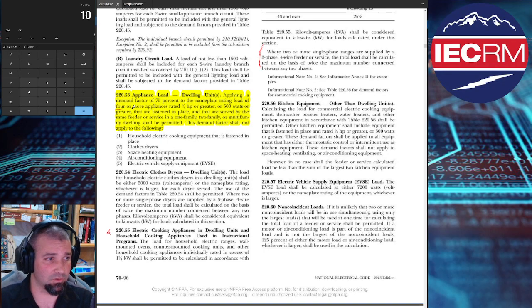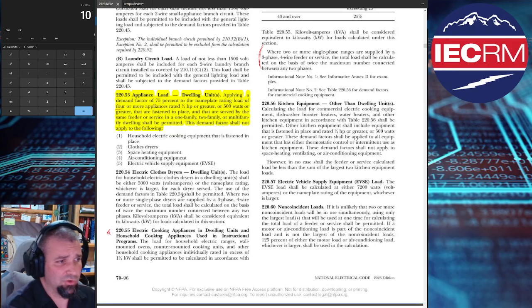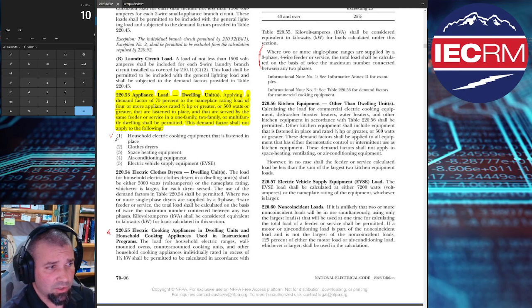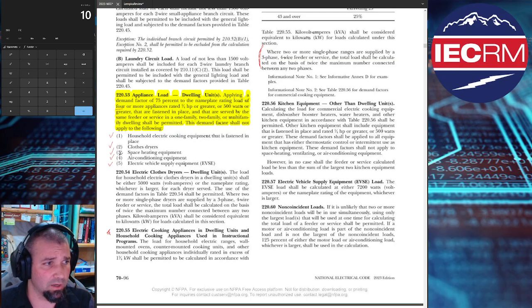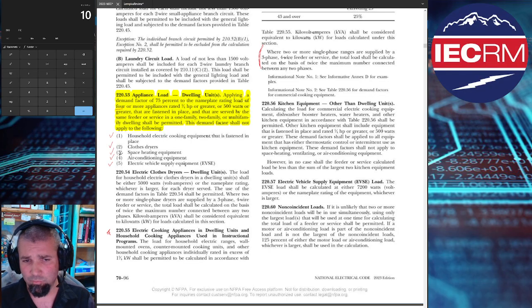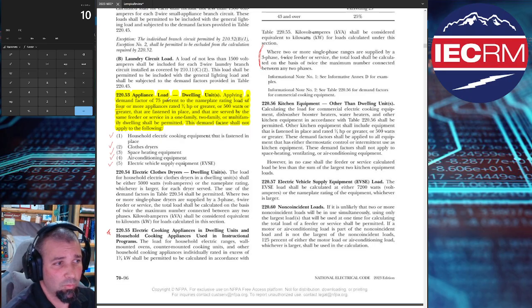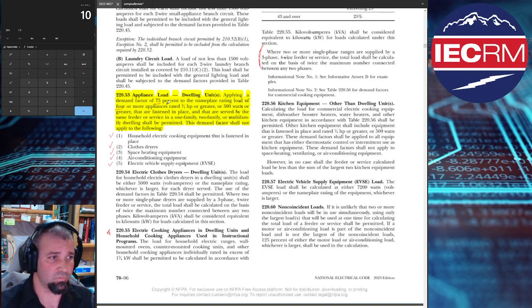Okay, this demand factor shall not apply to the following. Shall not apply to household electric cooking equipment, clothes dryers, space heating equipment, air conditioning equipment, or EVSEs. Why? Because we're already adding those in elsewhere in the calculation. Okay, so if we've got all those appliances in, realistically, they're probably not all going to be going at the same time, right? So we get a little bit of a reduction.